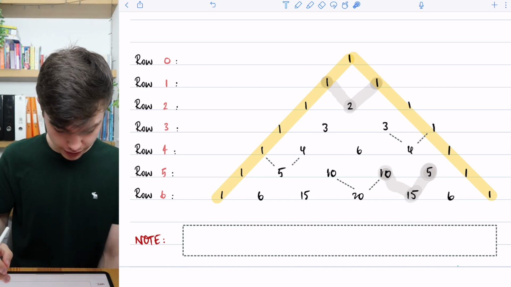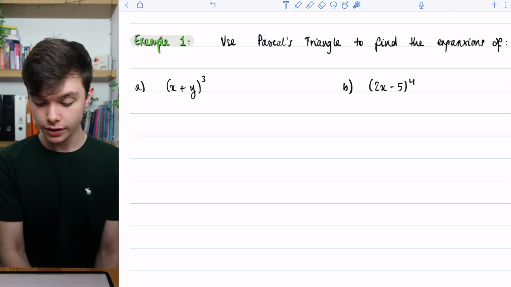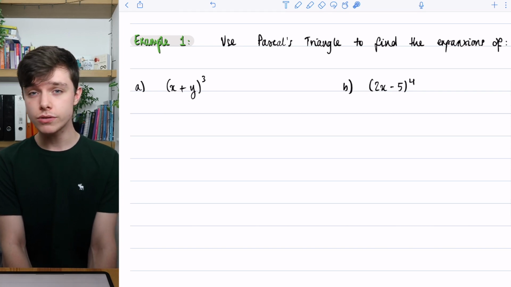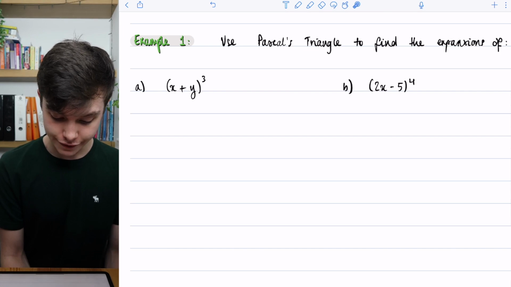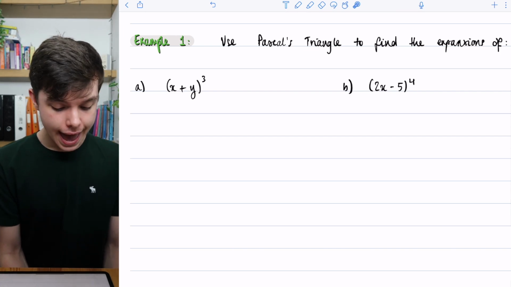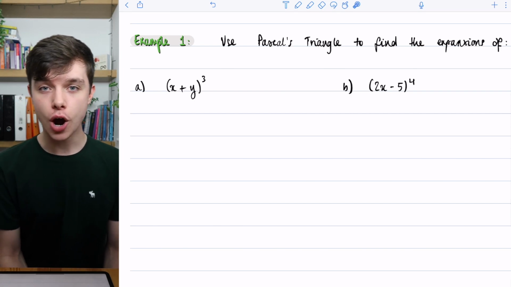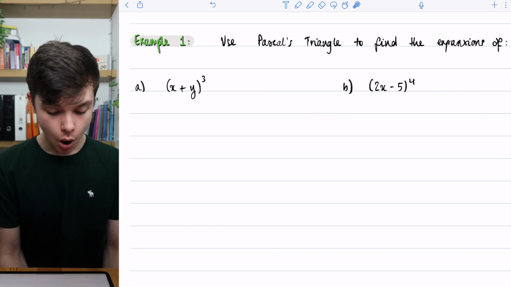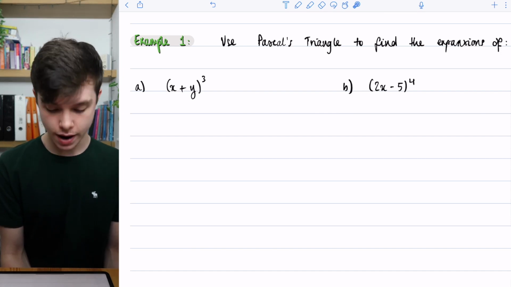Okay, so let's have a look at an example. We want to use Pascal's triangle to find these expansions. Now, I'm going to do this with you, so you don't have to pause if you don't want to. Maybe we'll do A together, and then you can have a go at B. So, A is a cubic expansion, and we have an x and a y. We're adding those together, and then we are cubing everything. So what we want to do is have a look at the 4th row of Pascal's triangle.